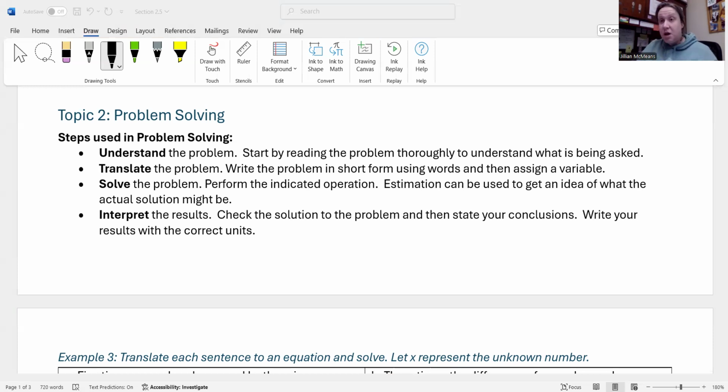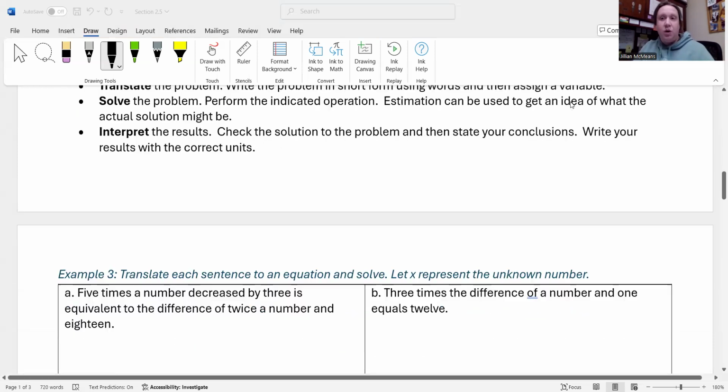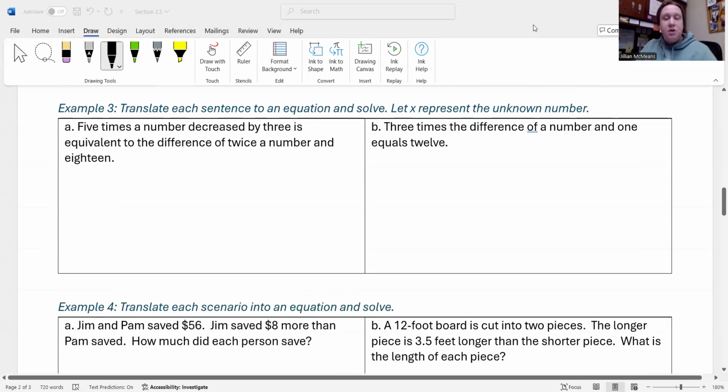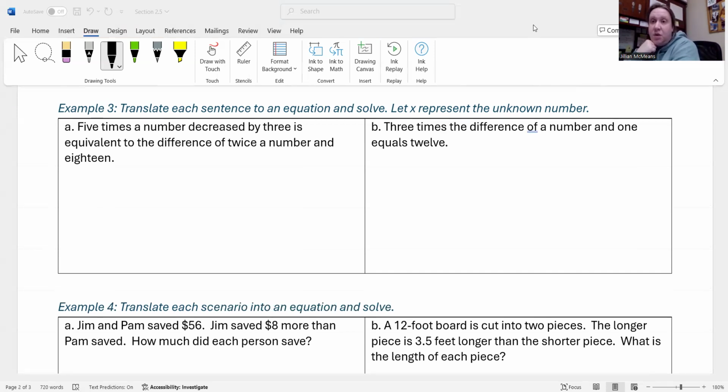Okay, so let's get started. The first 2 examples are going to be just really, really basic. They're going to be kind of like what we did in the first video. And then the second example, we're going to get a little more involved. Okay, so example 3 for this worksheet says translate each sentence to an equation and solve. Let X represent the unknown number. Again, I'm a big fan of X. I tend to always use X. It can be other variables, though. You could use really any variable. I just tend to go with X.